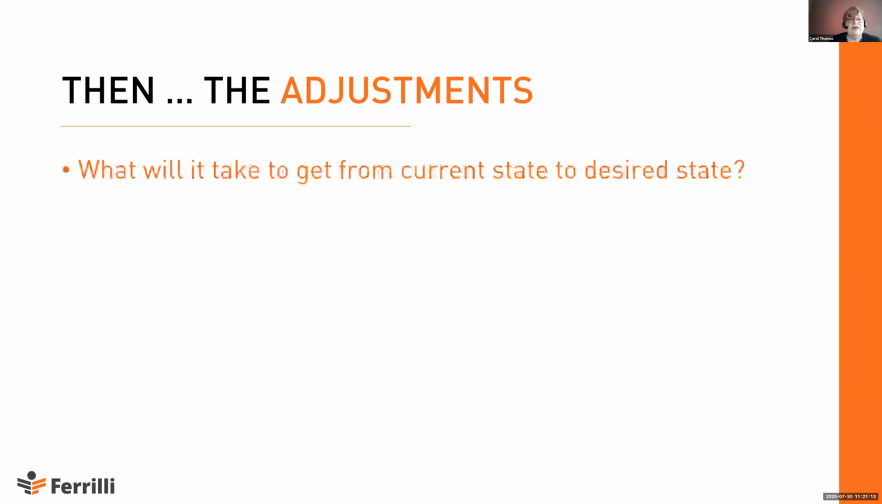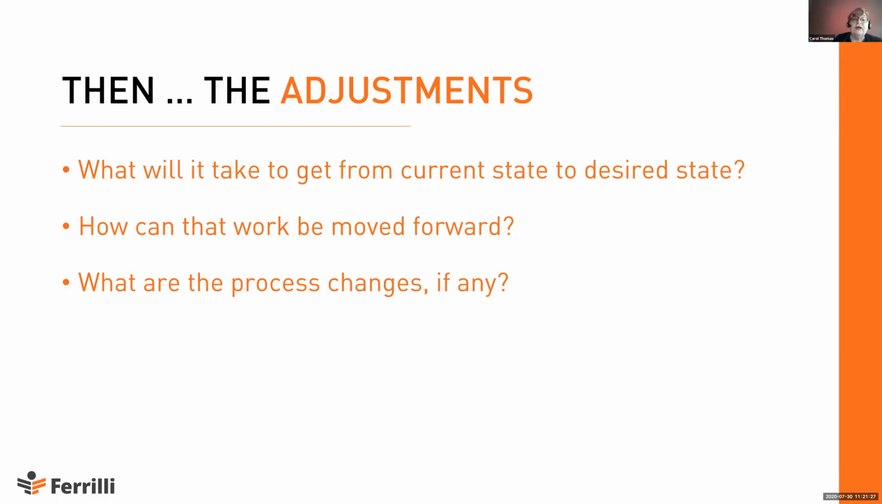Then, what kind of adjustments? What will it take to really get to the state that we want from where we currently are? How can that work be moved forward? What is it that we really need to do? Is it policy changes? Is it system changes? Is it process changes? And again, what are the process changes? What are the system changes? Those are the kinds of things that we would come out of an assessment with recommendations about.